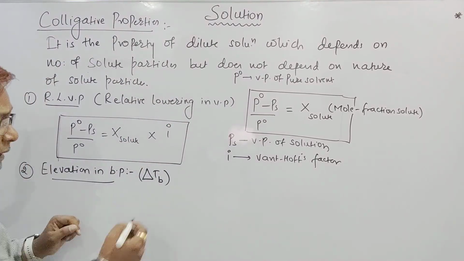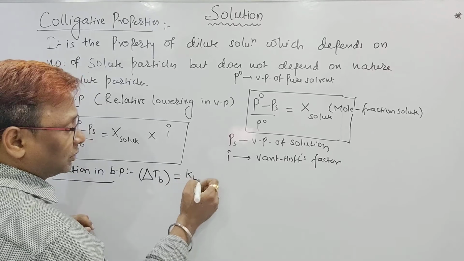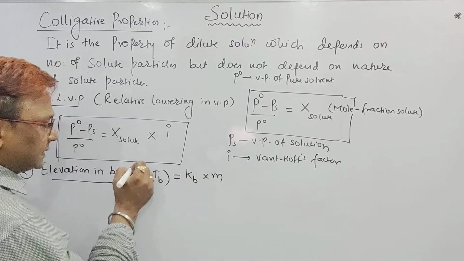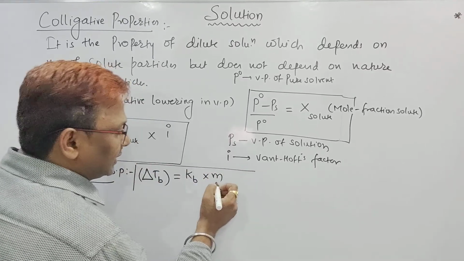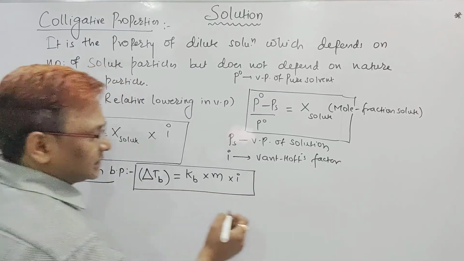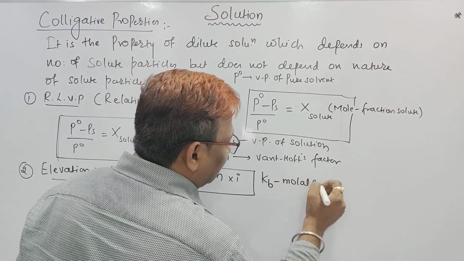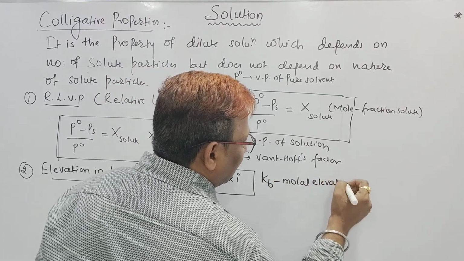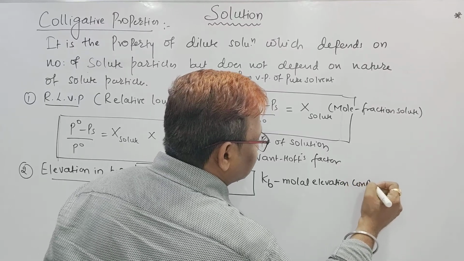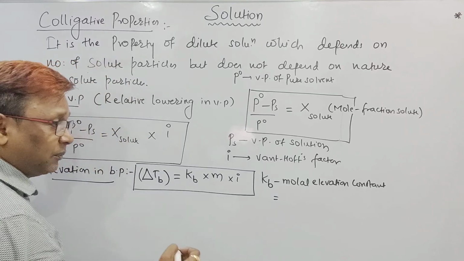So elevation in boiling point, delta TB, is equal to Kb into m. What is the Kb? What is the m? And it should be multiplied with i. See, beta, what is the Kb? Kb is called the molal elevation constant.